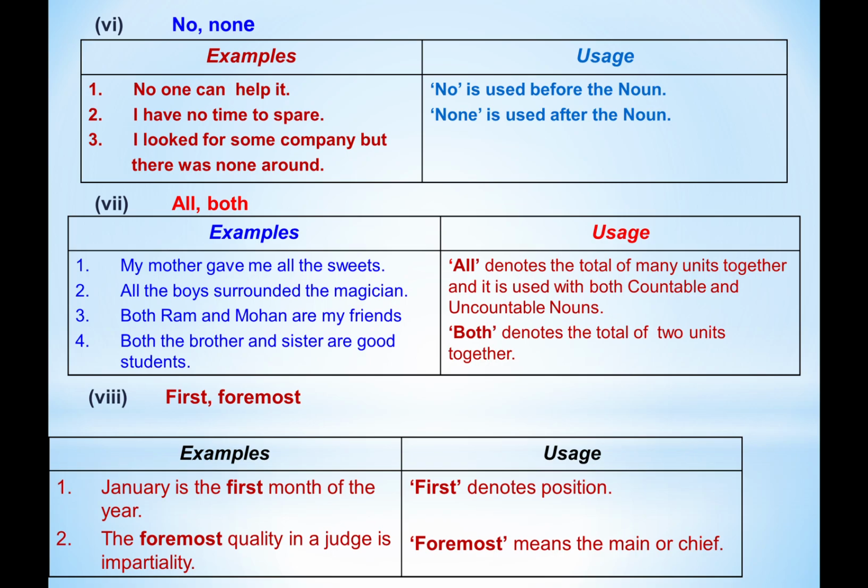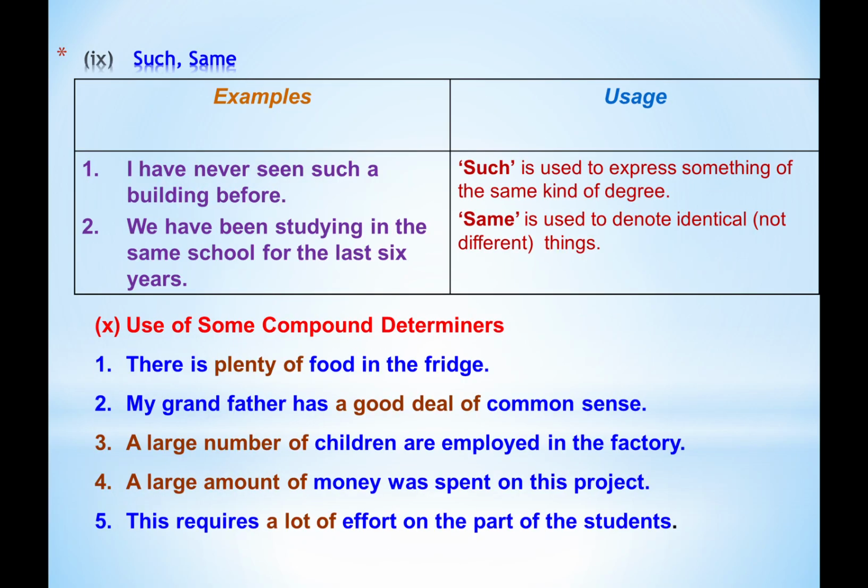First, foremost. January is the first month of the year. The foremost quality in a judge is impartiality. First denotes position, and foremost means the main or chief idea, chief character.